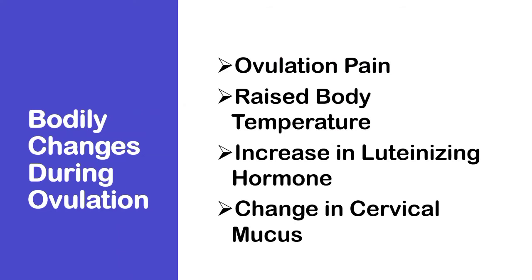How then can a woman with irregular menstrual cycle track ovulation? How then can a woman with irregular menstrual cycle plan for pregnancy? There are some bodily changes that occur during ovulation. One is ovulation pain.